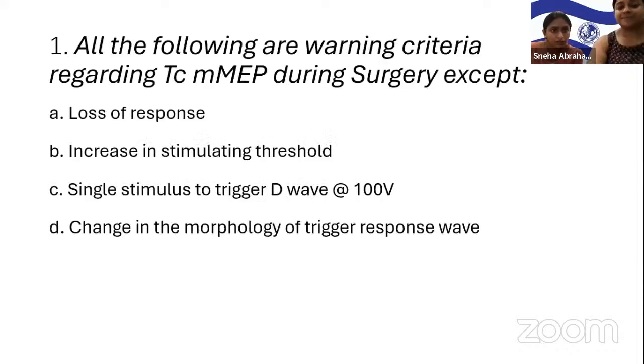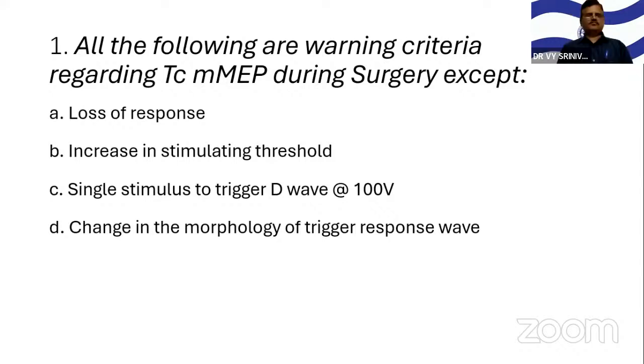MCQs. All the following are warning criteria regarding transcranial muscle motor evoked potential during surgery, except which one? Loss of response, increase in stimulus threshold, single stimulus to trigger D wave at 100 volts, or change in the morphology of the trigger response wave. Please put up the answer in the chat box.